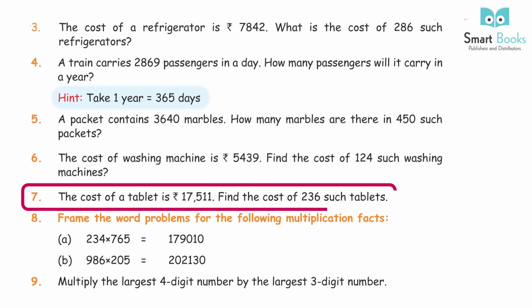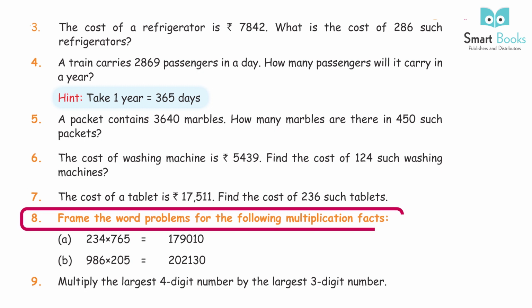6,74,436. 7. The cost of a tablet is rupees 17,511. Find the cost of 236 such tablets. Answer: 4,13,02,596.